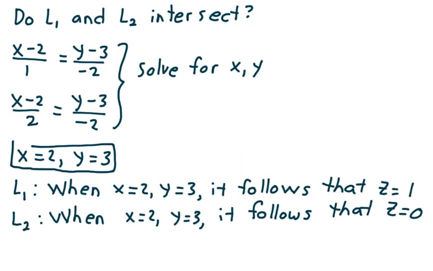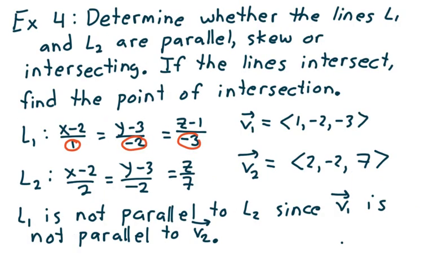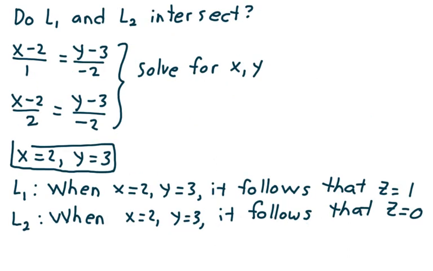Do L1 and L2 intersect? So I'm going to set up a system of equations. So if we go to line 1, so let's go back here. I'm going to take x minus 2 over 1 and set it equal to y minus 3 over negative 2. And for line 2, I'm going to take x minus 2 over 2 and set it equal to y minus 3 over negative 2. And that's exactly what I did over here. So I have a system where I'm going to solve for x and y. And when we do, we get x equals 2 and y equals 3.